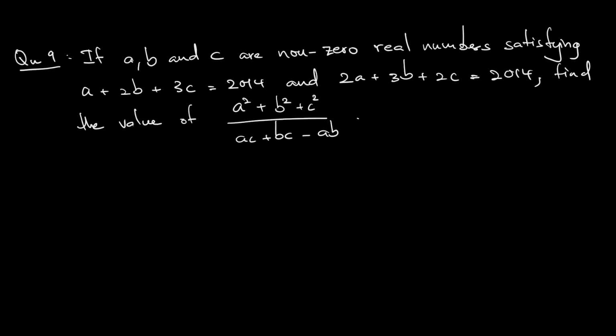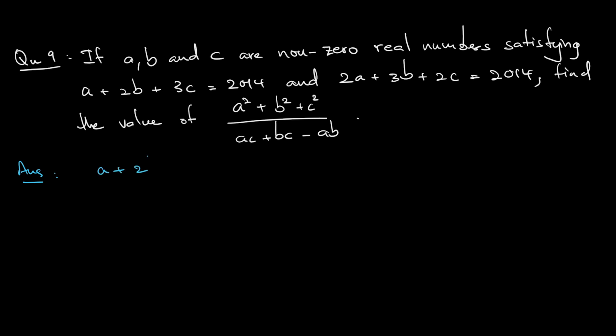Next, question 9. If A, B, and C are non-zero real numbers with the conditions that A plus 2B plus 3C is equal to 2014 and 2A plus 3B plus 2C is equal to 2014 as well, the question asks you to find the value of A squared plus B squared plus C squared over AC plus BC minus AB. Okay, so let's try.